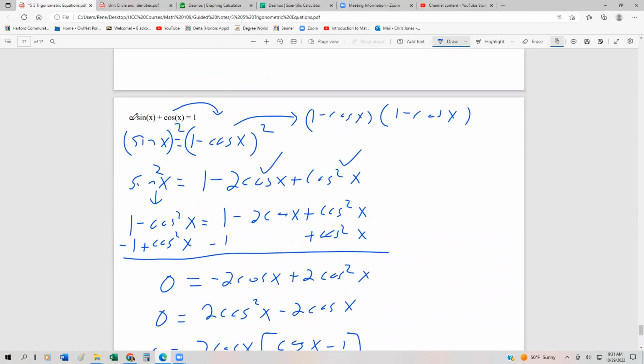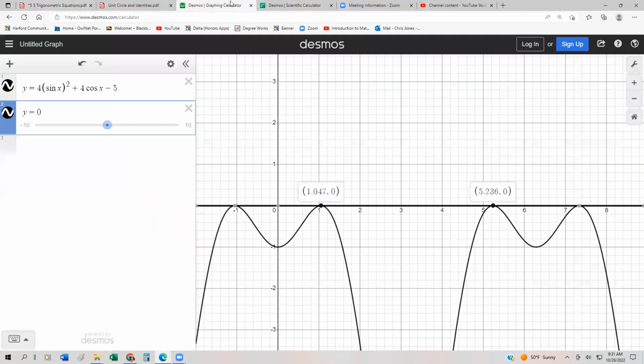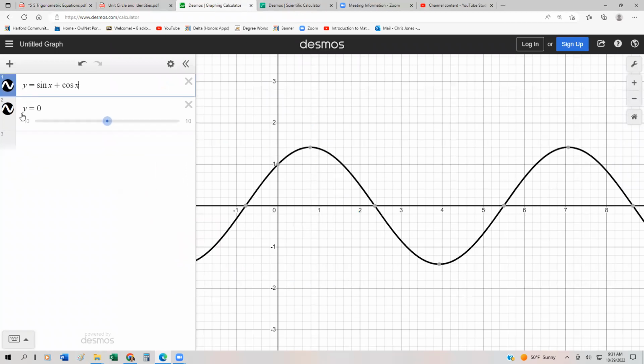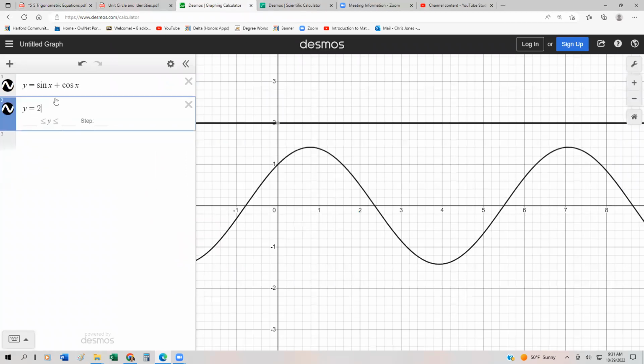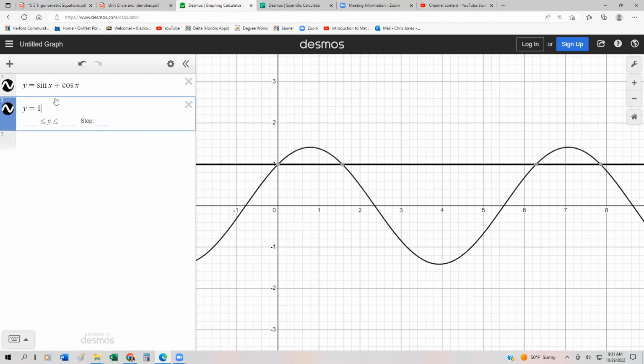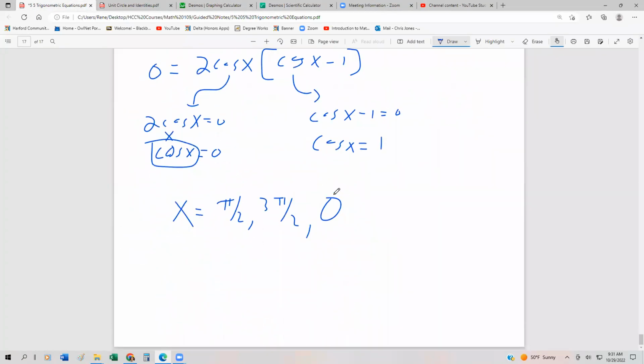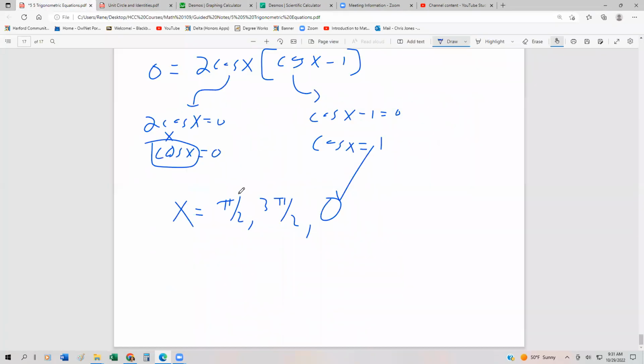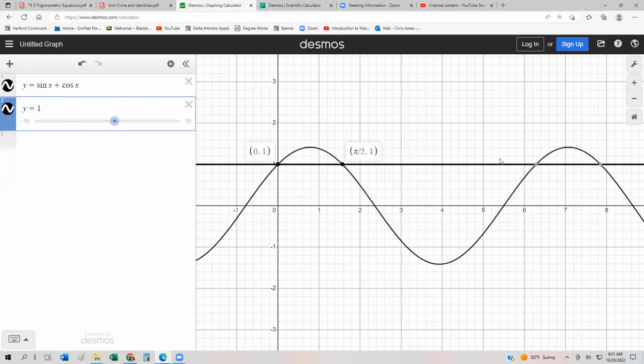Okay. So remember, the equation was sine x plus cos x equals 1. So we have sine x plus cos x, and y is equal to 1. Now I want you to notice that right here, we have one of the solutions at x equals 0. And certainly we got that. And then if we go to our graph, we've got another one here at pi halves.